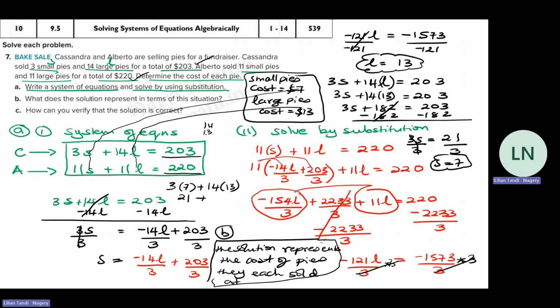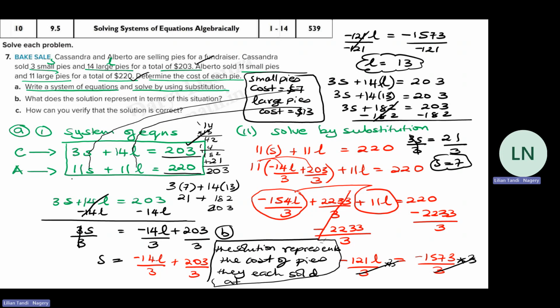14 times 13 will be 182. Okay? Now what is 182 plus 21? That should give you 203, because you carry the 1 there. So that's correct. Let's check Alberto's.